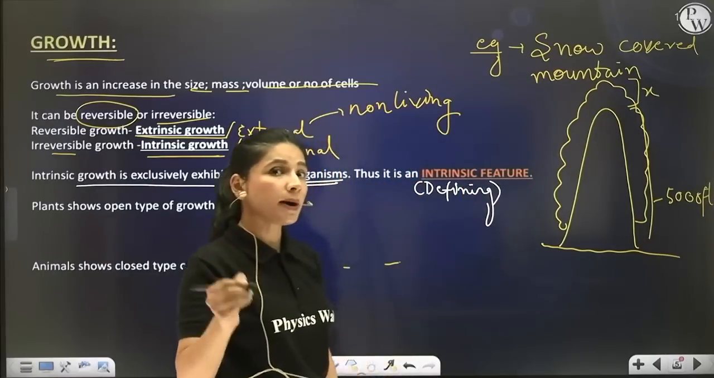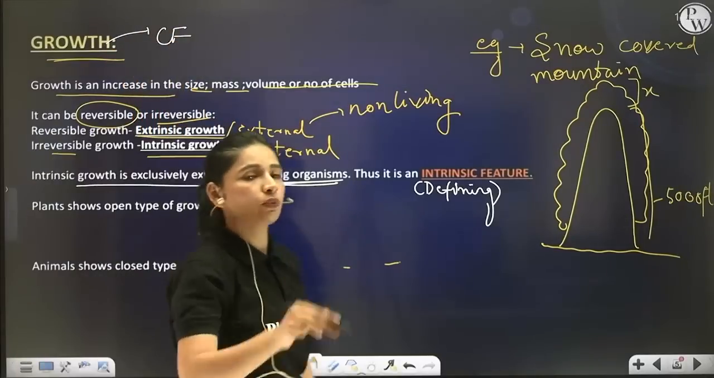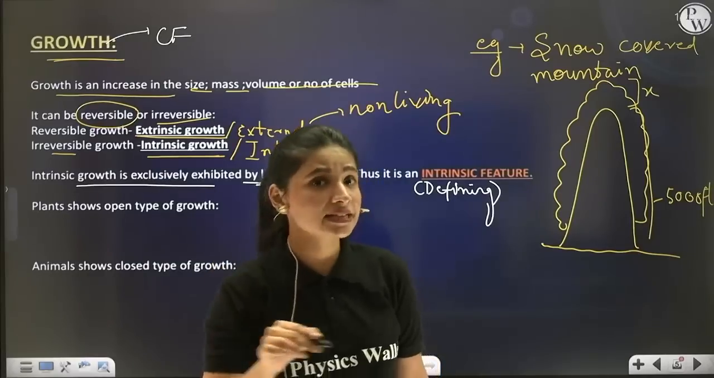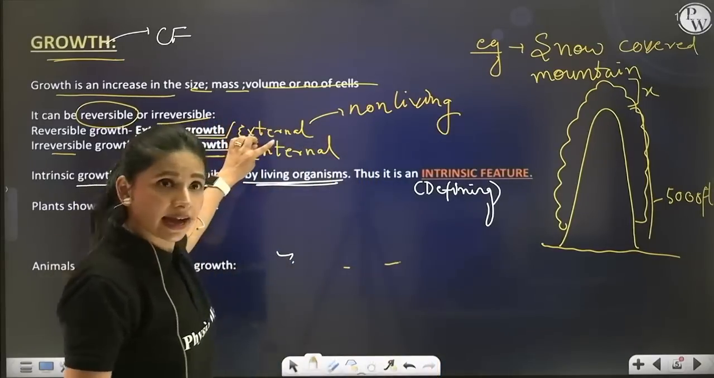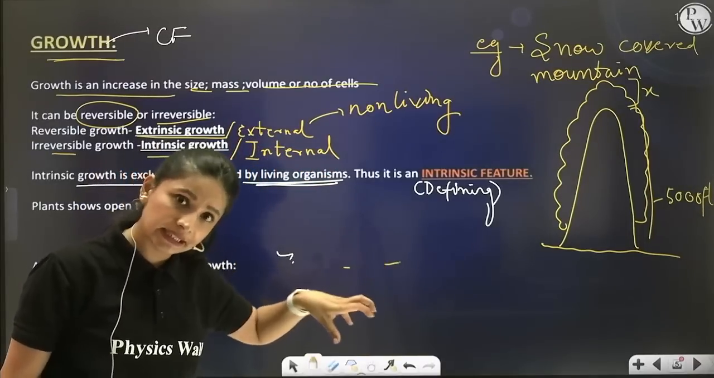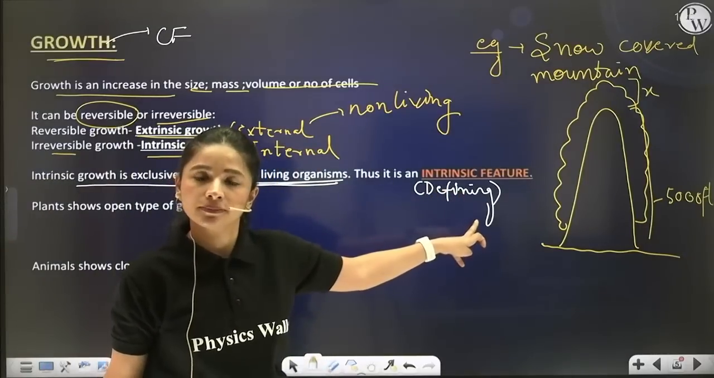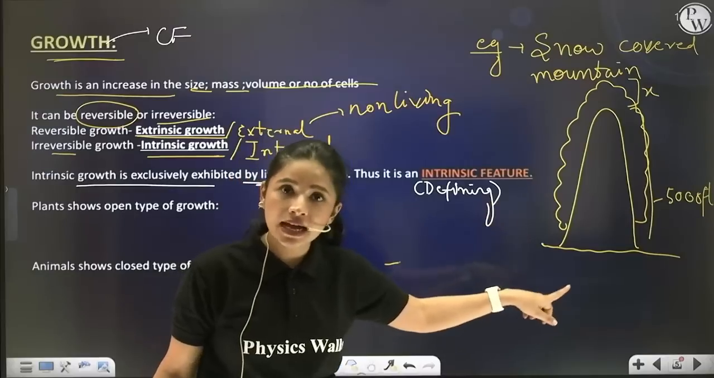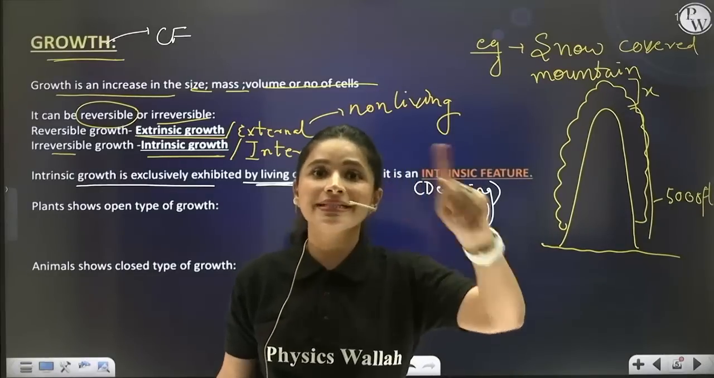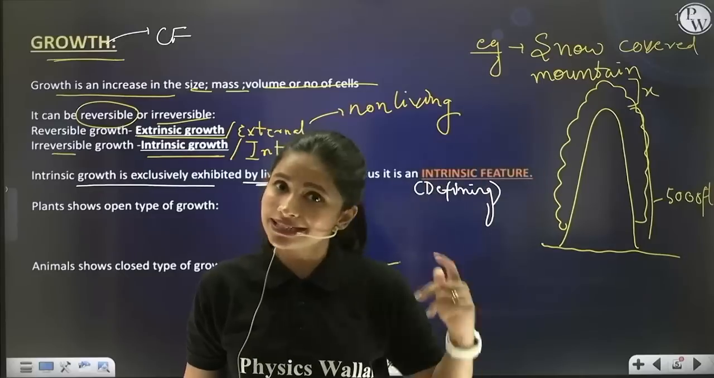But if I talk about growth, then growth will become a characteristic feature as it is exhibited by both living and non-living. Subheading within growth is intrinsic growth, and intrinsic growth is a defining feature. Clear? If the question is asked that what is growth, which type of feature, CF or DF, your answer will be CF. Why? Because it is exhibited by both living and non-living, extrinsic, intrinsic.